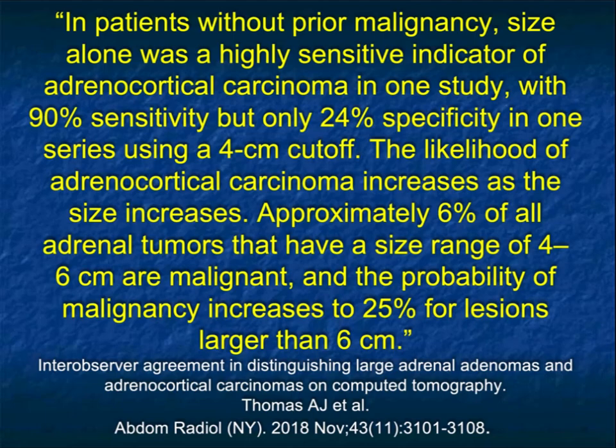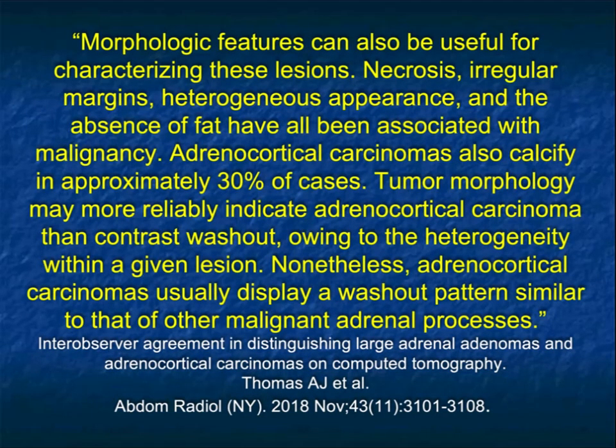Now, in patients without prior malignancy, size alone was a highly sensitive indicator of adrenal cortical carcinoma in one study. But again, high sensitivity but a lower specificity. The likelihood of adrenal cortical carcinoma increases as the size increases. Obviously, if you have a large mass that's 10 centimeters and it's irregular, has dystrophic calcification, has irregular enhancement, is vascular, that's going to be a primary adrenal cortical carcinoma. But as I'll show you, many of the carcinomas we see are smaller, many have smoother margins, and sometimes they are difficult to diagnose, though in my experience, it's usually not that difficult to do.